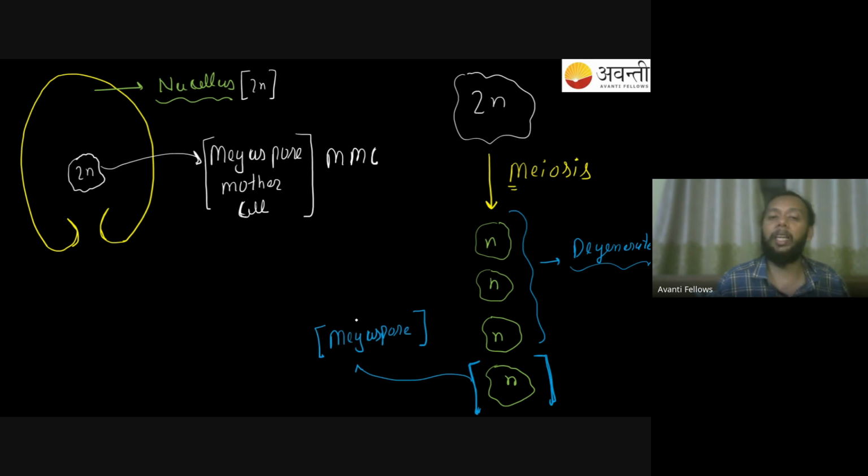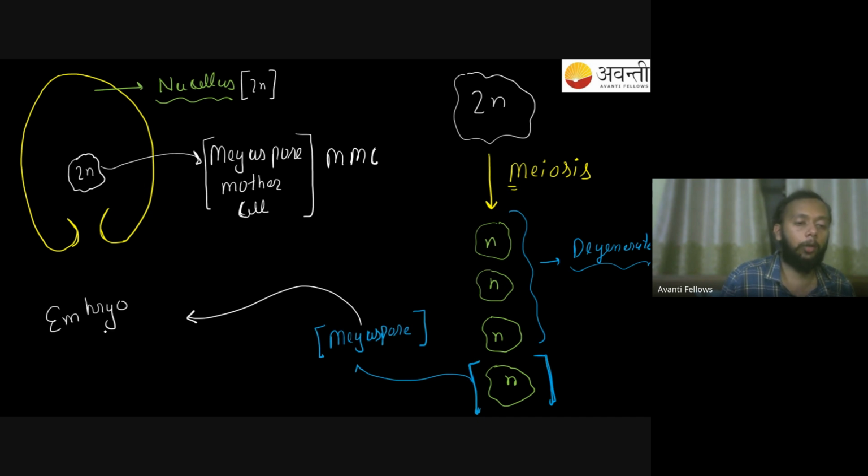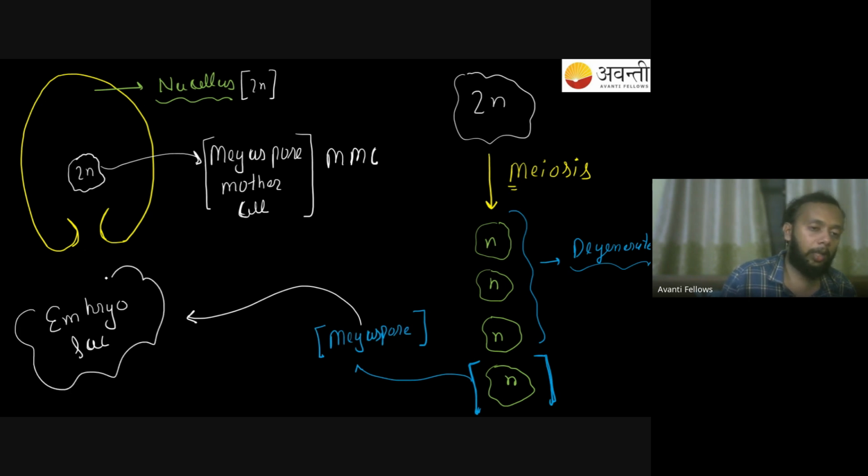We will see how that is formed. But first of all, you have to know that using this megaspore, the complete embryo sac will now be formed. How will that happen? Now let's try to understand how this will be happening. But this is something you have to know.